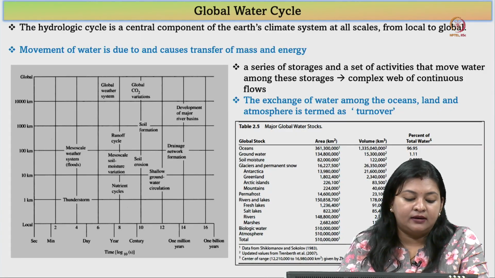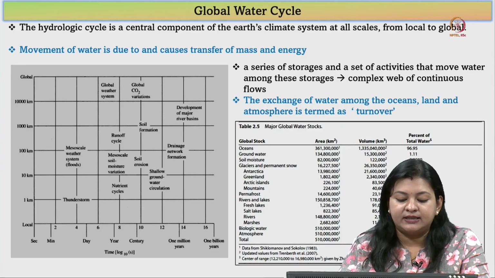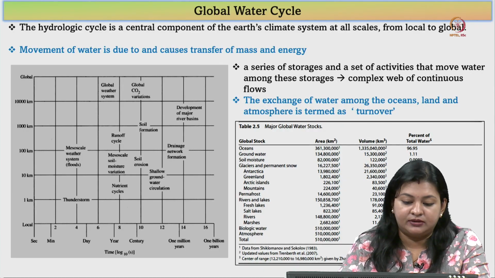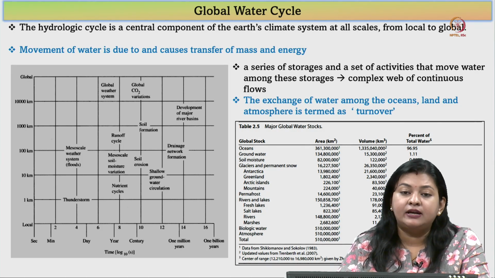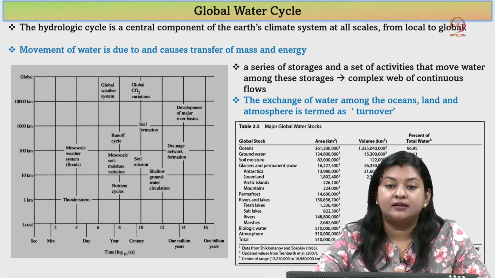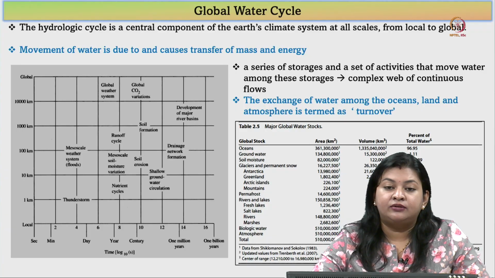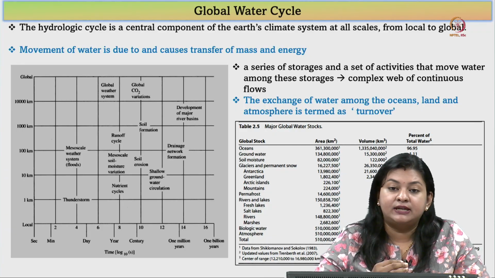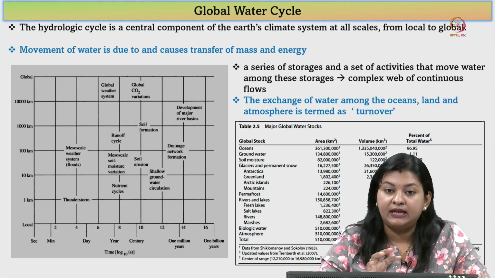So, as you can see, the time scales begin from seconds and then go to minutes and days, years, centuries, millions of years and billions of years. Okay. And here are certain different kinds of events mentioned of the different scales and how much area each covers.